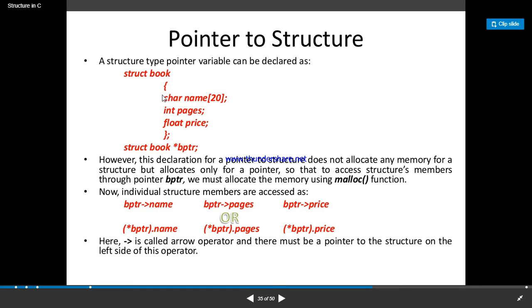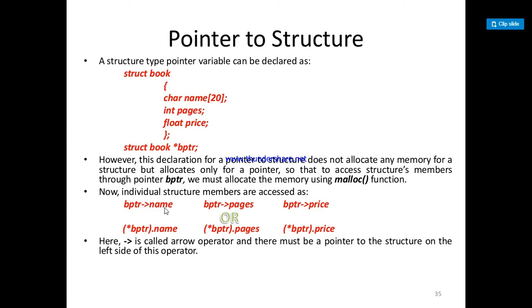Struct book and then character, and this is the structure. It is normally declared like a single structure, but in the variable name we give the pointer type of variable, just star bptr. This bptr is the pointer variable. It automatically locates the address of the structure book. We call the members of the structure, name, pages, and then price, like this. We can use this kind of operator, that is the arrow. This arrow is given by the hyphen and then the greater than symbol.